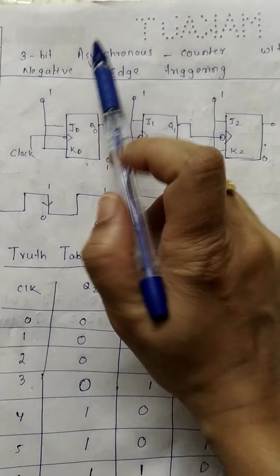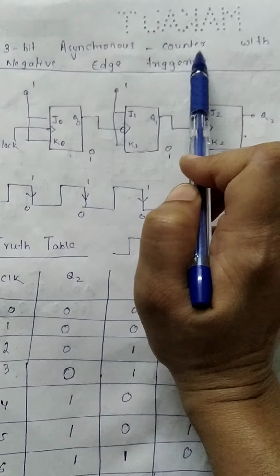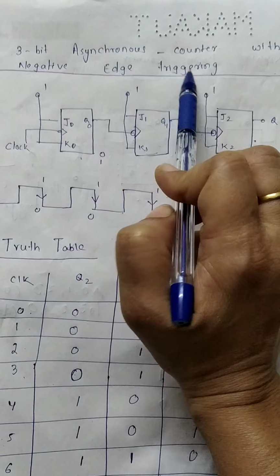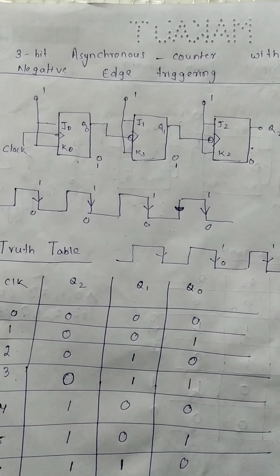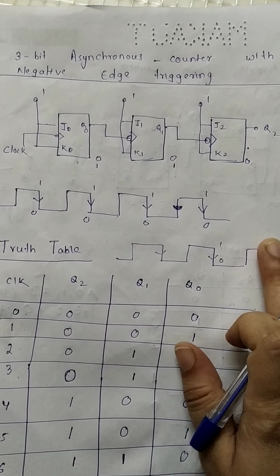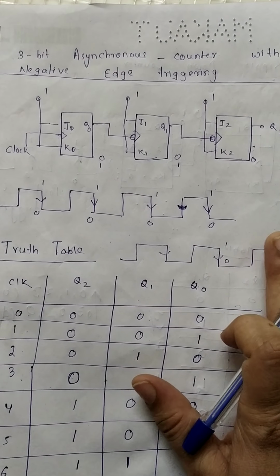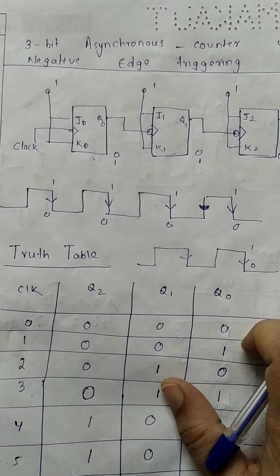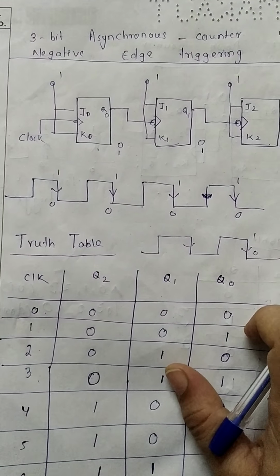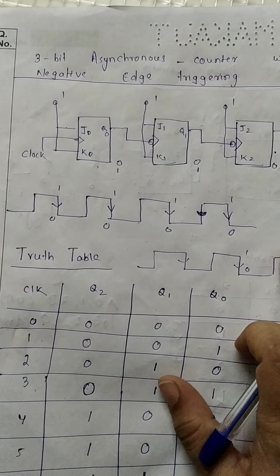Next, today we will study the 3-bit asynchronous counter with negative edge triggering. Already we have seen the ripple counter or the asynchronous counter in the positive edge triggering. This one we will see the 3-bit asynchronous counter with negative edge triggering. So as I have already said, how can we distinguish between the positive and the negative edge triggering?